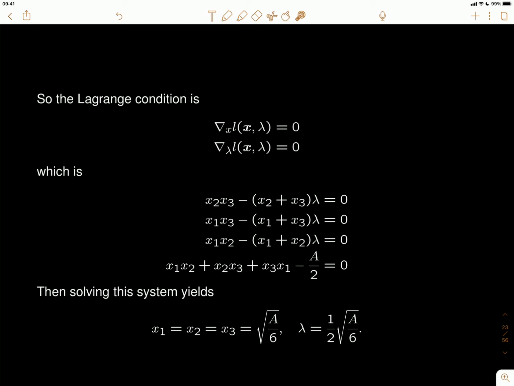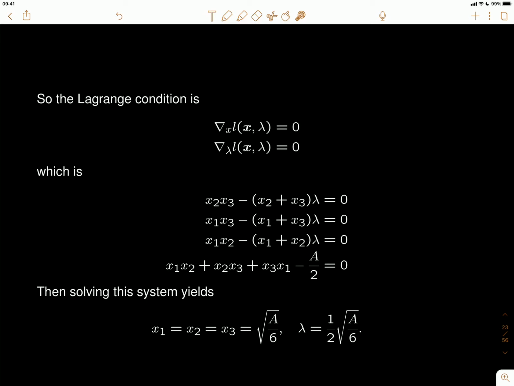Out of this system, and they are this. And it totally makes sense, because if you want to maximize the volume, the best way is to make a perfect cube, right? All these three lengths are the same. X1, X2, X3 are the same. And in this case, it will be just equal to that.